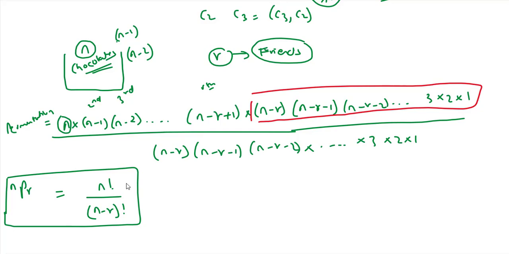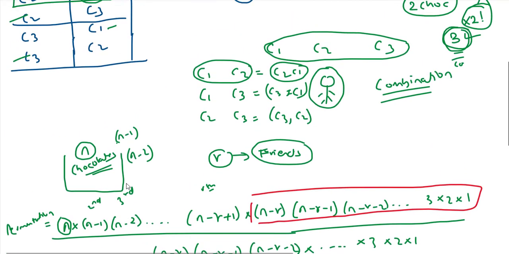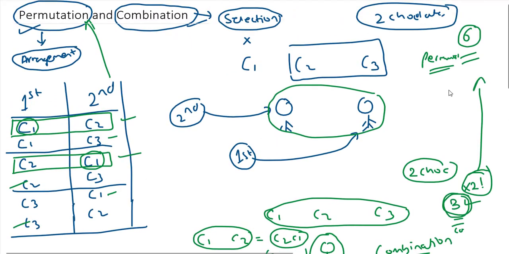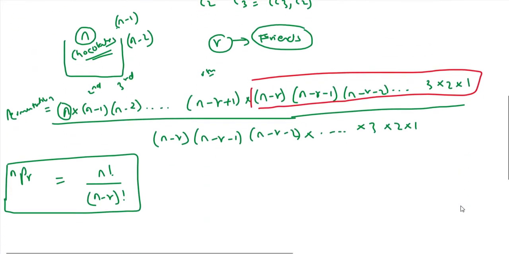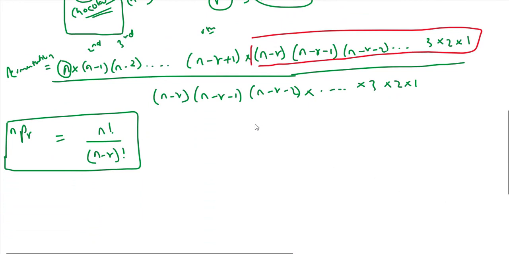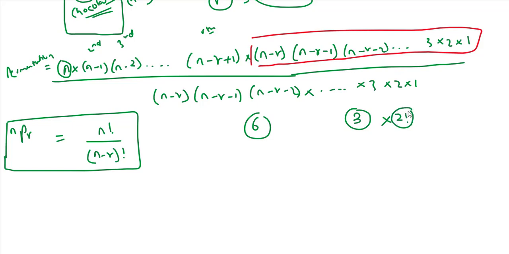Now let us see the formula for combination. In the first example that I have given you, the permutation came out to be 6 and the combination came out to be 3. So the permutation was 6 and combination was 3. From combination to get permutation, we had to multiply it with 2 factorial. Why? Because there were 2 friends.